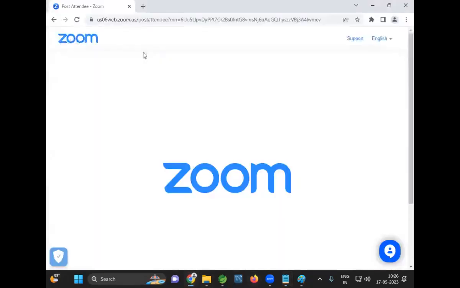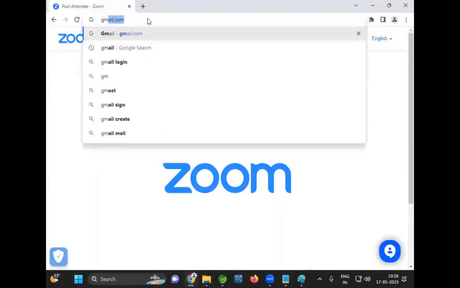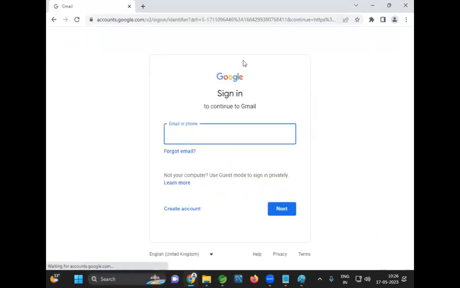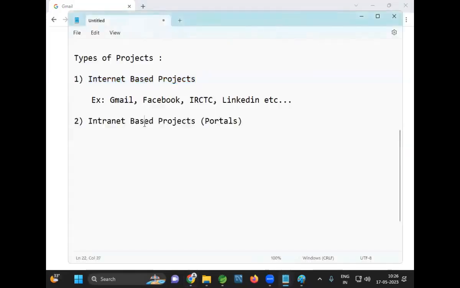Now, I can go to the browser and type gmail.com. Okay, so the Gmail application is opening and we can create an account, we can log in. And there is another kind of project available, that is the intranet-based project. Intranet-based project, nothing but a portal. This application cannot be accessed by everyone. Public users cannot access these applications.